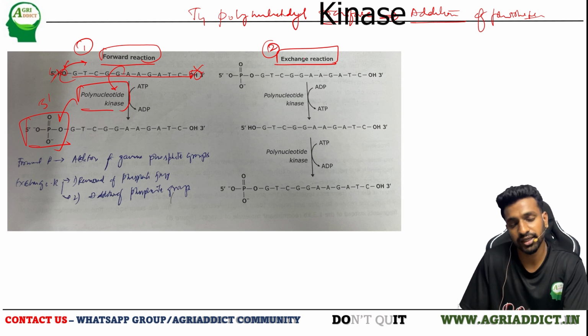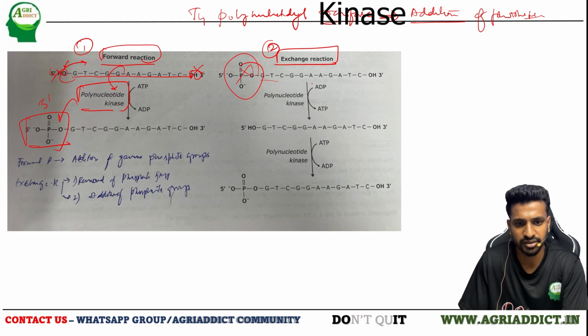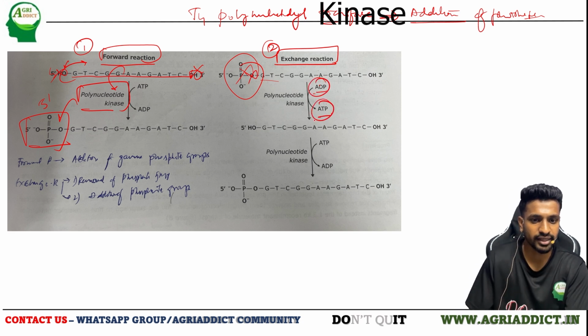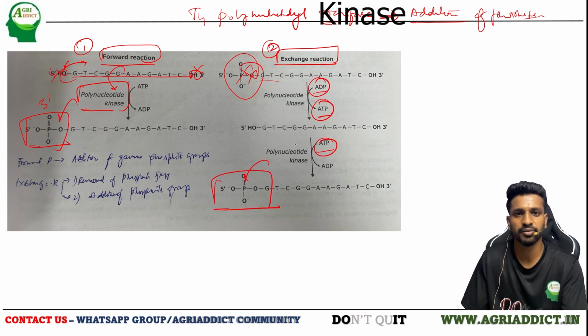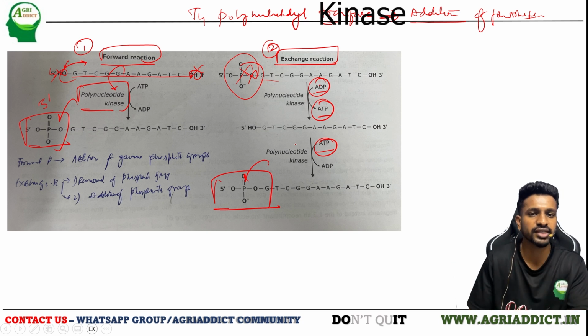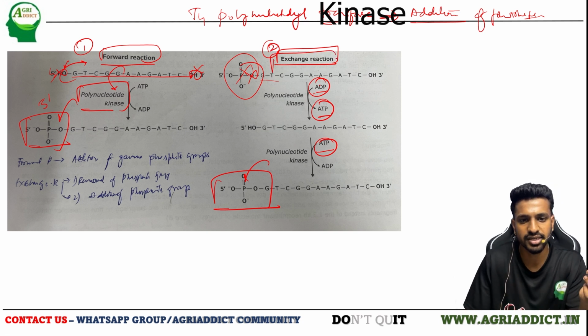There can be another type of reaction. If, for example, there is already a phosphate group present within the DNA sequence, then there is an exchange reaction in which first this phosphate group is removed with the conversion of ADP to ATP, and then, utilizing ATP again, the new phosphate group is added to the same DNA sequence. That means the older one is removed and the newer one is added. That is what exchange reaction means.